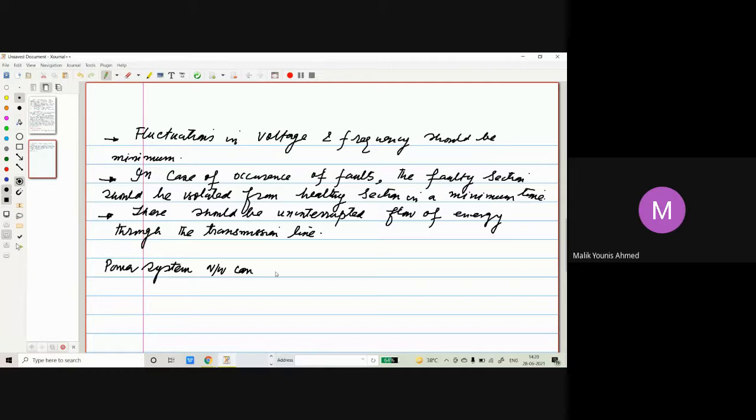Network can be represented in two forms. So what are those forms? Number one is absolute representation. And number two is per unit representation, which we are studying.